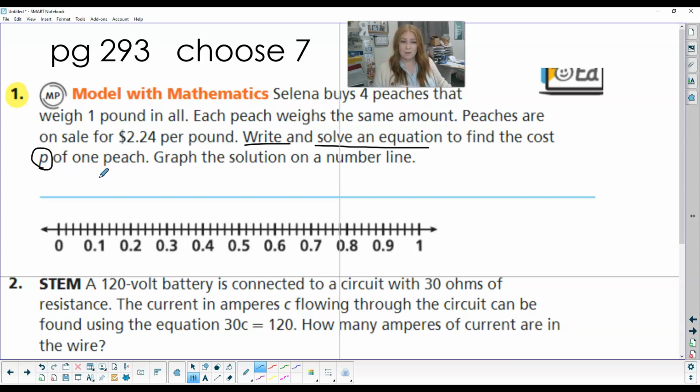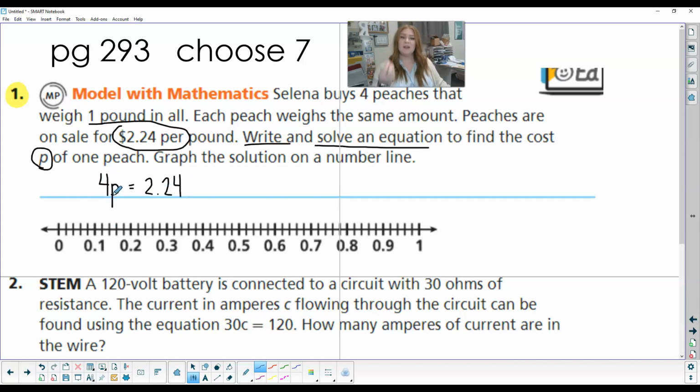So I know I bought 4 peaches, 4 P, and that was 1 pound. I know 1 pound is $2.24. So the 4 peaches I bought cost $2.24. When I find out how much 1 peach weighs, I would times that by 4, and there's my 1 pound. So here's my equation.